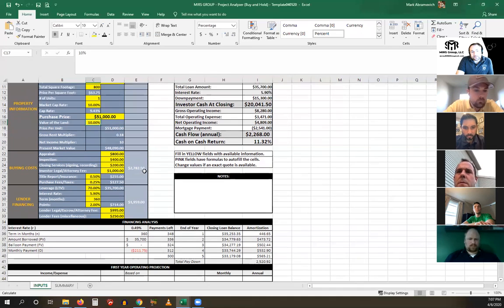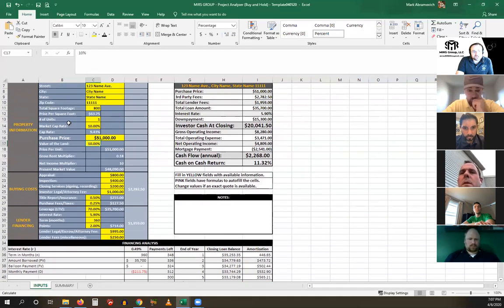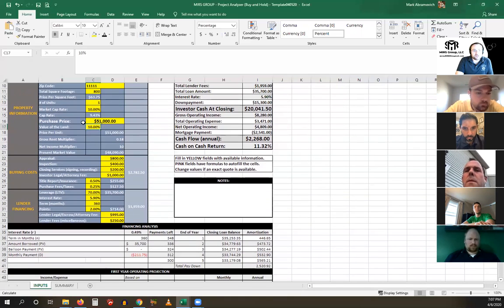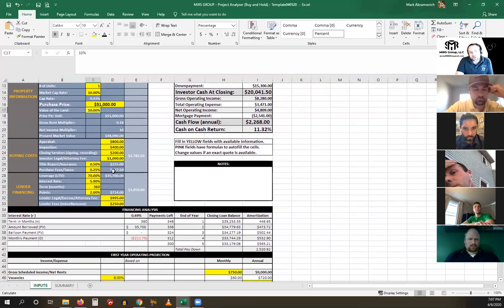So when we go through, there's property information here, right? So how much you're buying it for, cap rates, square footage. Then down here, we have buying costs. Buying costs are things like an appraisal, right? So when you're buying a property, you're going to have to pay for an appraisal. You might want to have your own inspector come out and take a look at it. You're going to have closing costs, right?